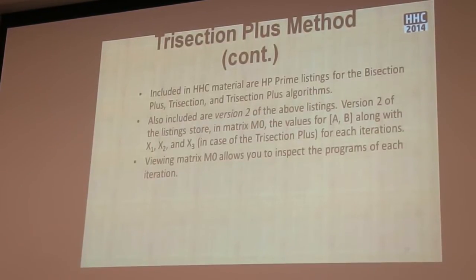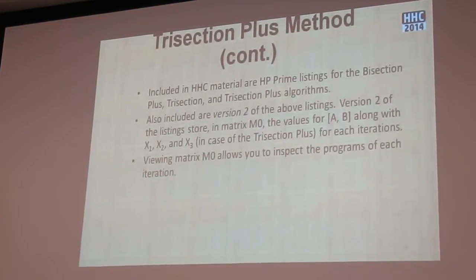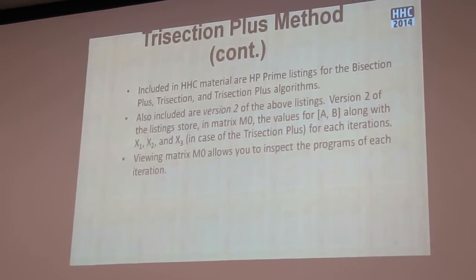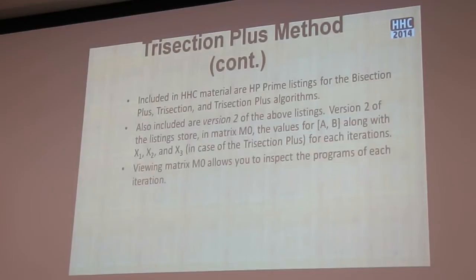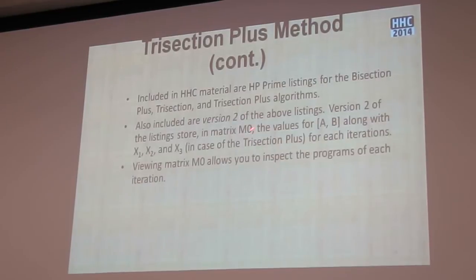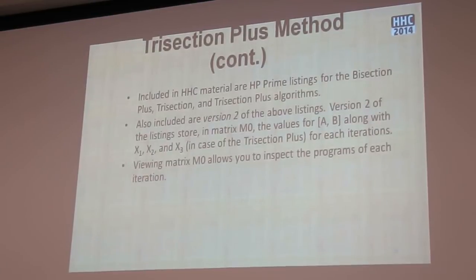You will find on the jump drive the conference text files for the listings on the HP Prime for all the routines of this morning. In the case of the trisection, in some cases I've included a second version in the file name, version 2, where I store the intermediate values in matrix M0. And that will give you an idea of the progress, the intermediate values that you can see.